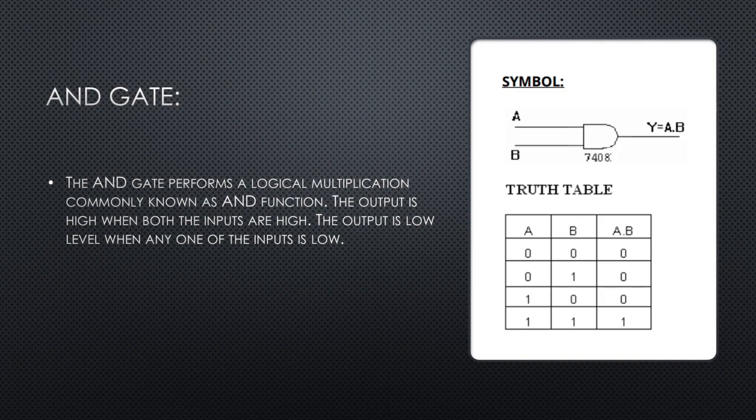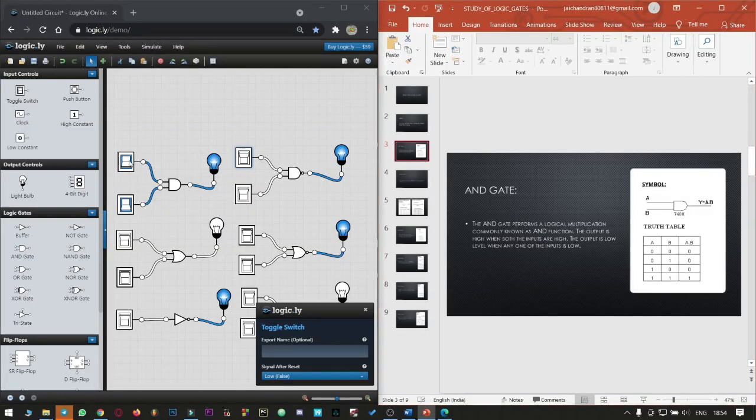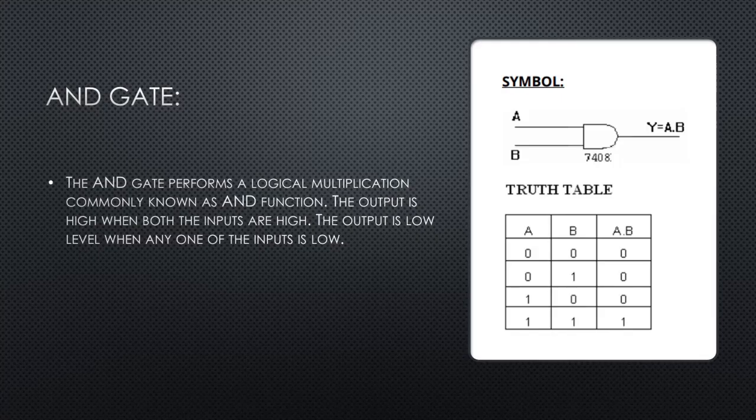So now let's take a look at the simulation. So here, as we could see, as both the inputs are low, the output is also low. Now when I turn on any one of the inputs, there is no change in the output. So when both the inputs are turned on, we could see that the output is enabled. So that's a simulation of the AND gate. Let's move on to the NAND gate.